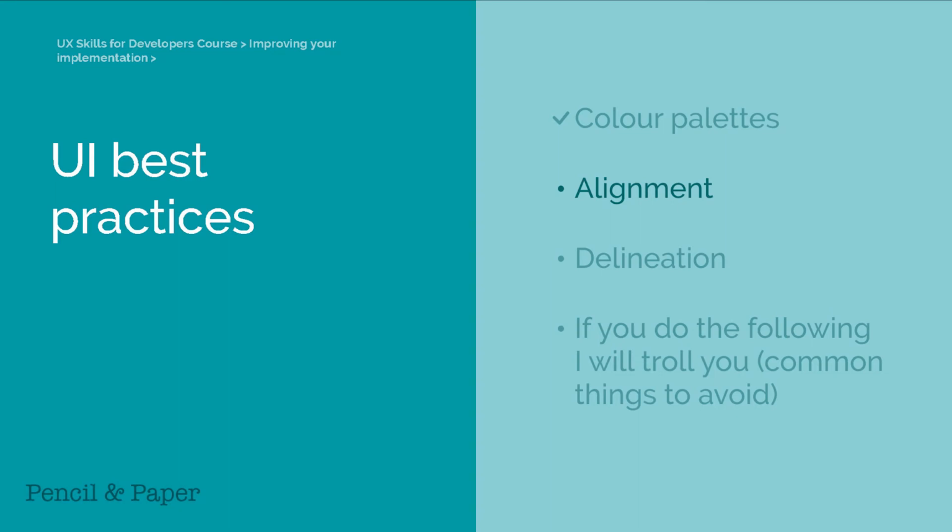Then we'll look at alignment. Alignment is really key to doing nice UI or nice any kind of design. So we look at the different ways that you can align things. We talk about text. We talk about drawing relationships with different things using alignments.